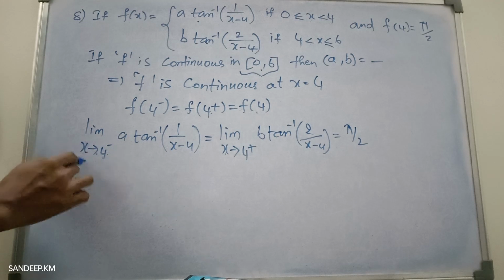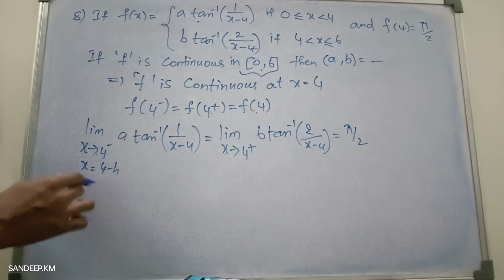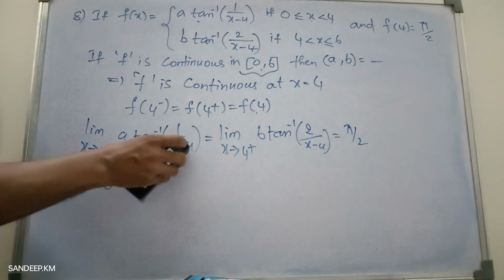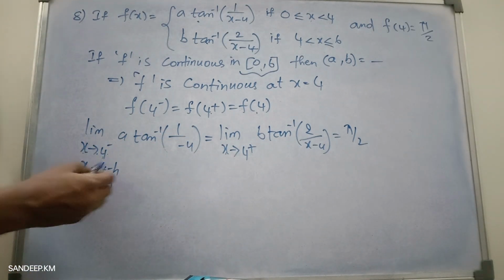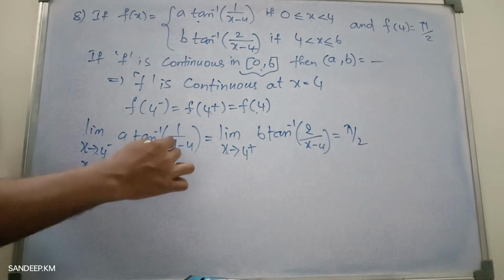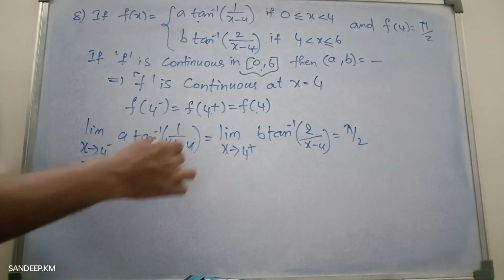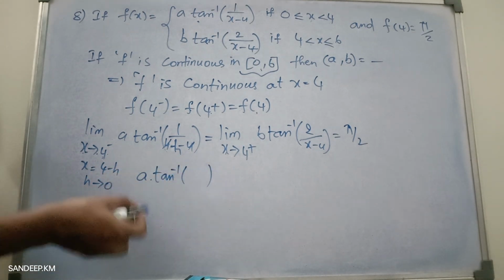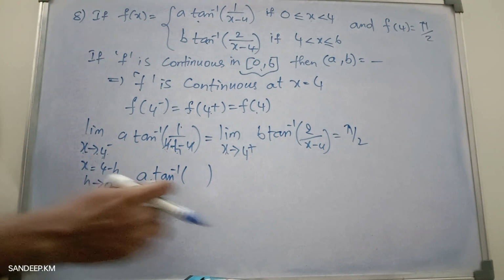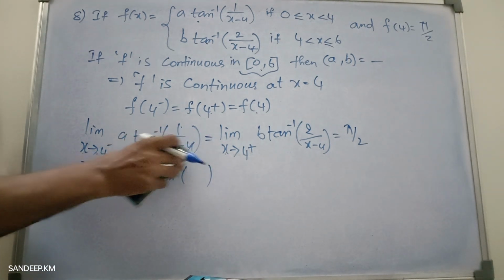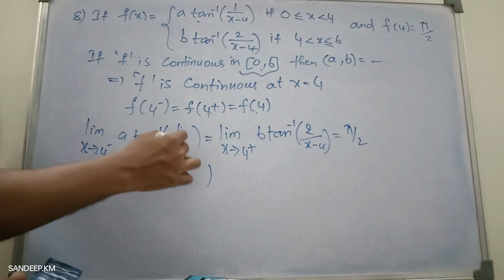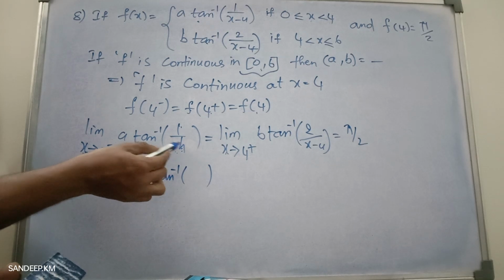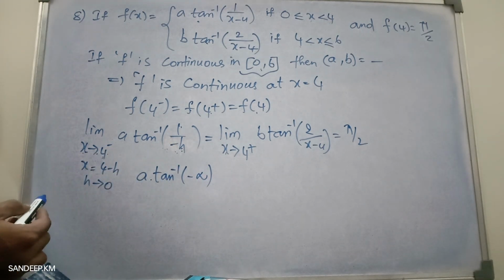So x is approaching 4 minus means x is equal to 4 minus h, where h is approaching 0. Correct or not? So instead of x, I will write 4 minus h. Now plus 4 and minus 4 get cancelled. A into tan inverse of, please observe, 1 divided by minus h. So h is approaching 0, 1 by 0 approaches infinity with minus sign. It is taking minus infinity.